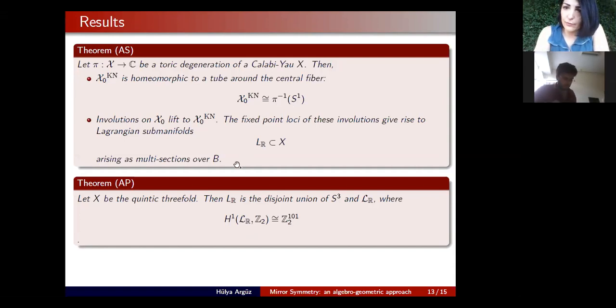And we studied topologies on Kato-Nakayama spaces in detail. We showed that they admit torus fibrations. We also studied involutions on them and the fixed point loci of these involutions, so fixed point loci of anti-symplectic, anti-holomorphic involutions. And these are some nice Lagrangian submanifolds.